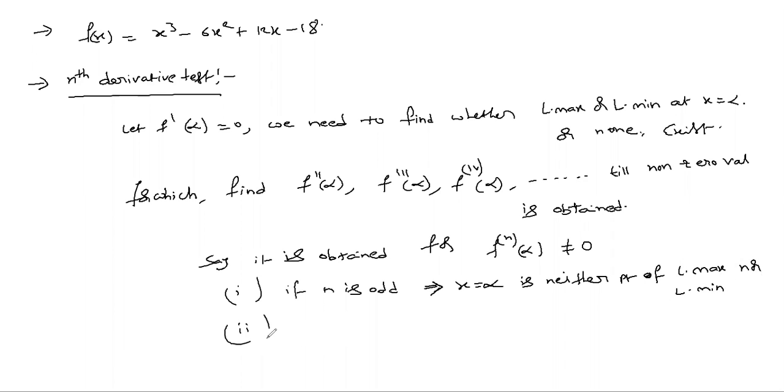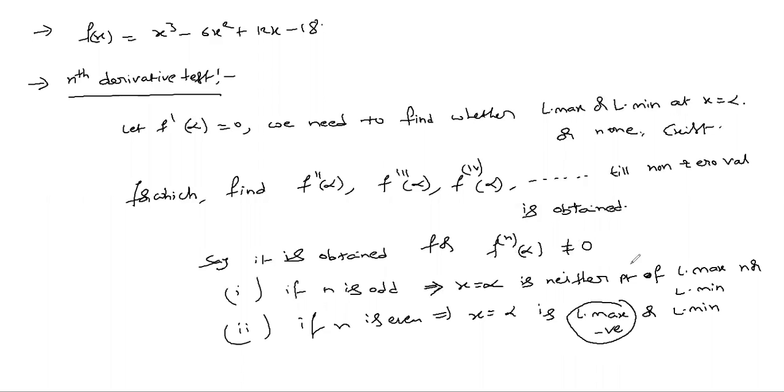Case 2, if n is even, x equal to alpha is local maxima or local minima according to the sign of the nth derivative at alpha. If it is negative, local maxima will exist. If it is positive, local minima will exist. Whenever it is positive, local minima will exist. Whenever it is negative, local maxima will exist. Okay.